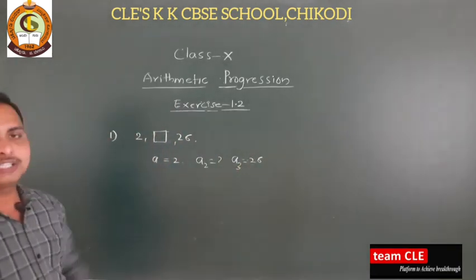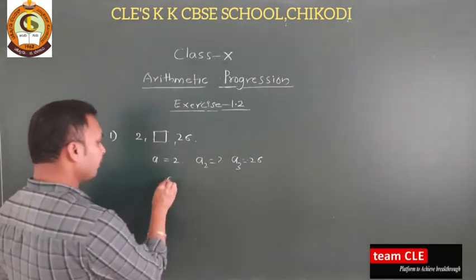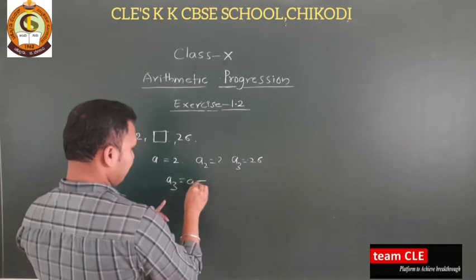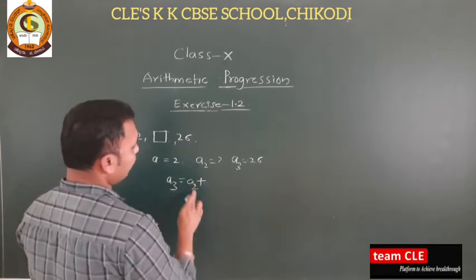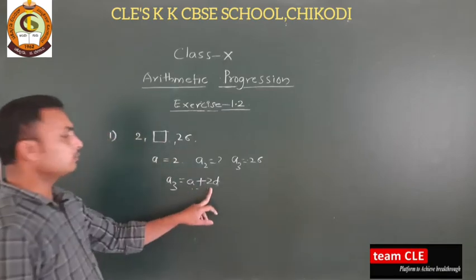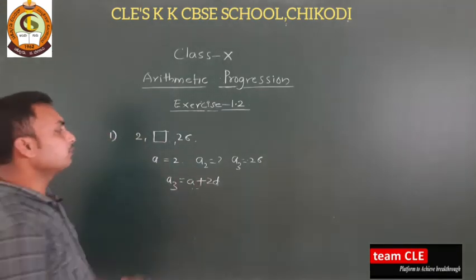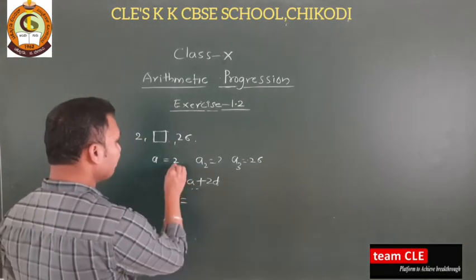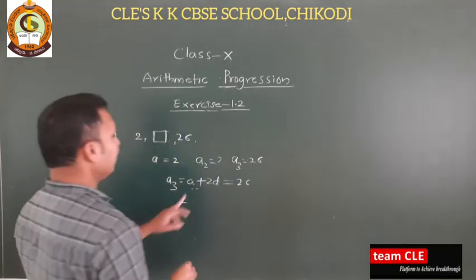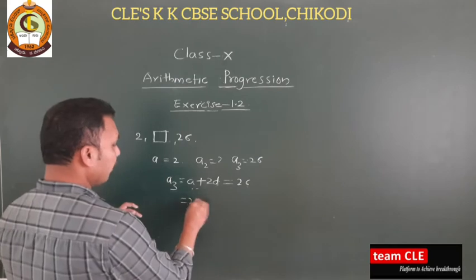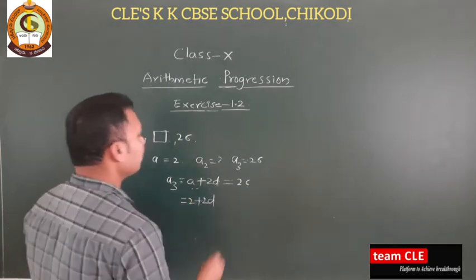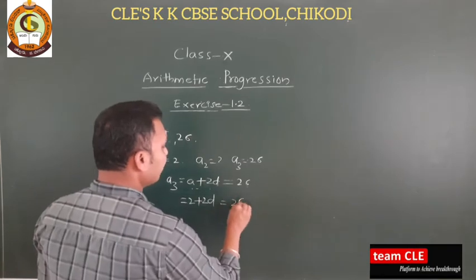Now this A3, how can we write it, dear students? You know it very well. A3 is equal to A plus 2D. A3 we can write as A plus 2D. Now A we already have, 2, and this is equal to 26, which they have given. So 2 plus 2D is equal to 26.